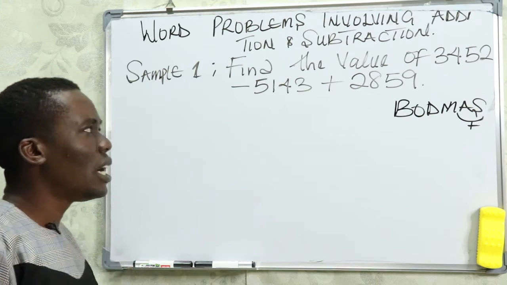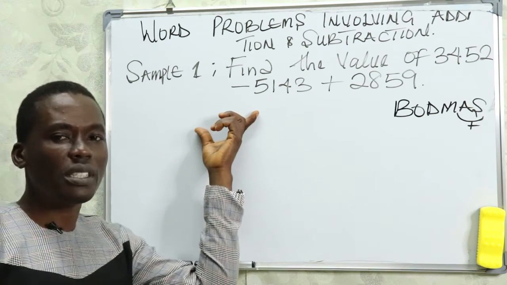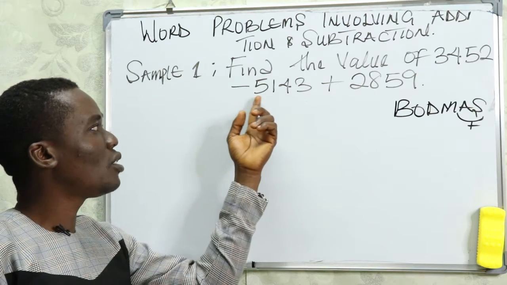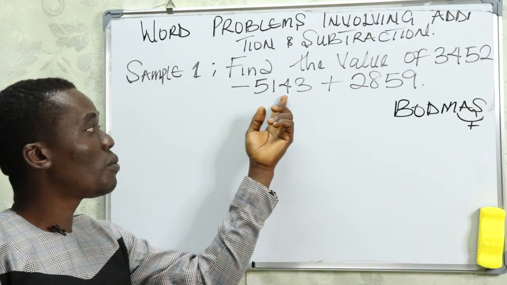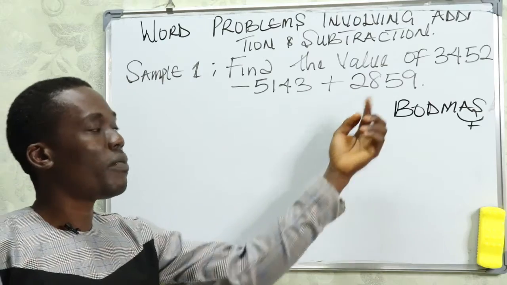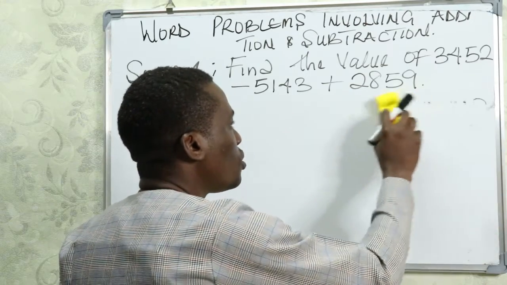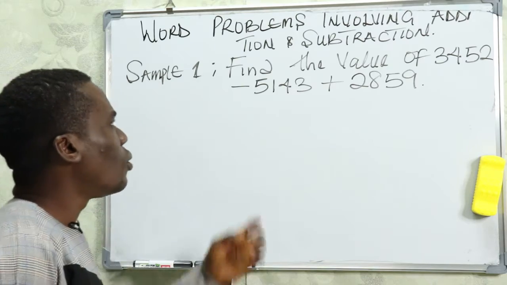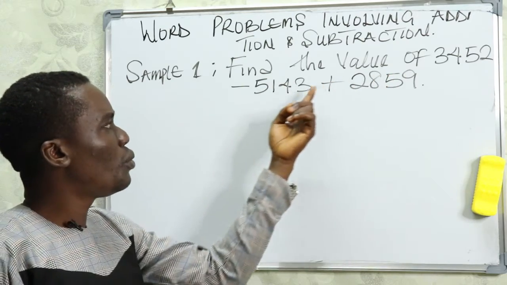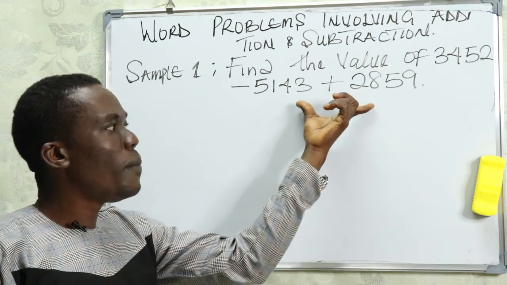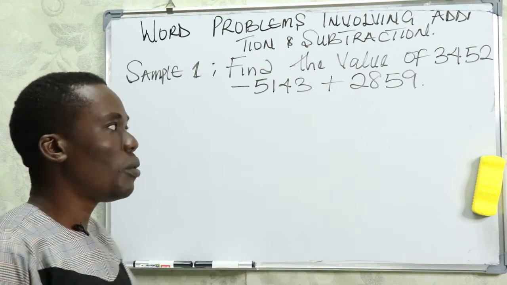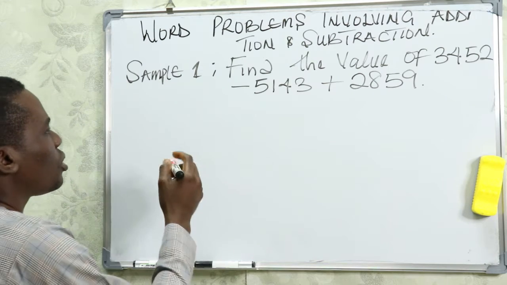We are going to look at how to go about this using this first sample question. It says, find the value of 3452 minus 5143 plus 2859. You want to know how to go about solving this? Now pay attention. We have mixed operation, addition and subtraction of numbers. Now we are going to carry out the addition first.